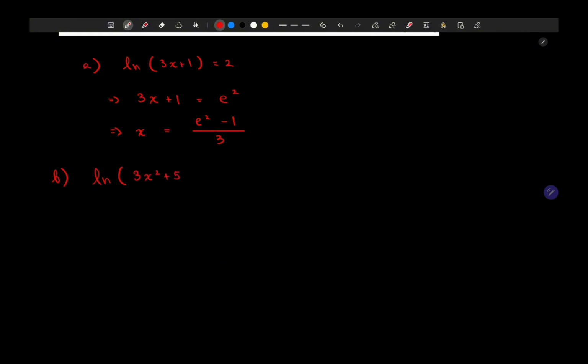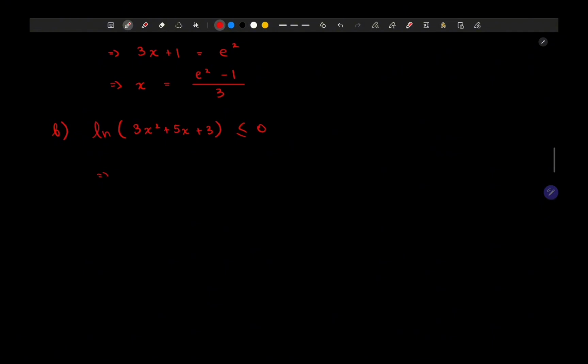3x squared plus 5x plus 2 is less than or equals to 0, because that is what we're trying to achieve. So if we take this ln to the right hand side of the equation, this becomes e to the power 0, and we know that e to the power 0 is equals to 1.